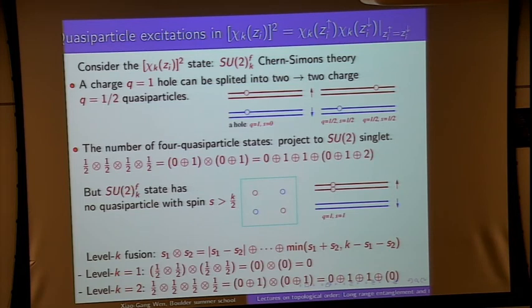However, in this picture, I'm using the spin 1/2 fusion, the SU2 fusion, because here you can see I combine spin 1/2, treating them as an SU2 representation using the fusion rule of SU2. But for our case, the SU2 fusion rule should be modified. Why should it be modified?